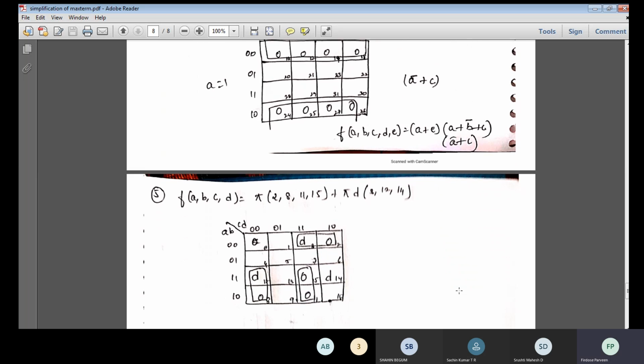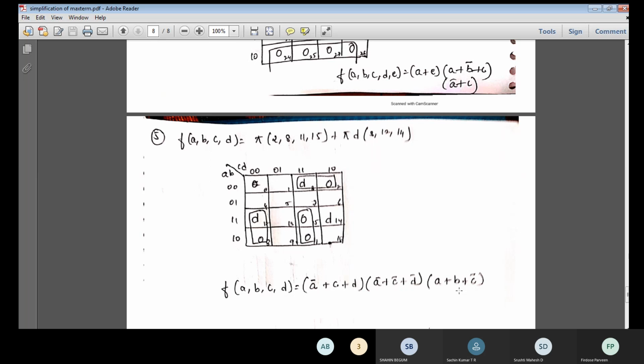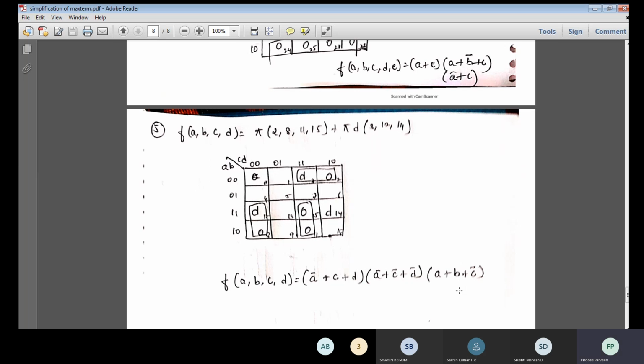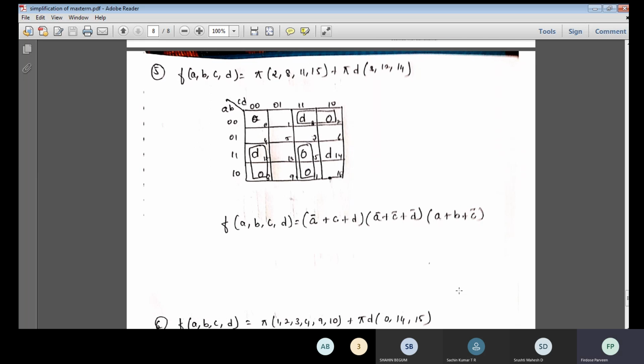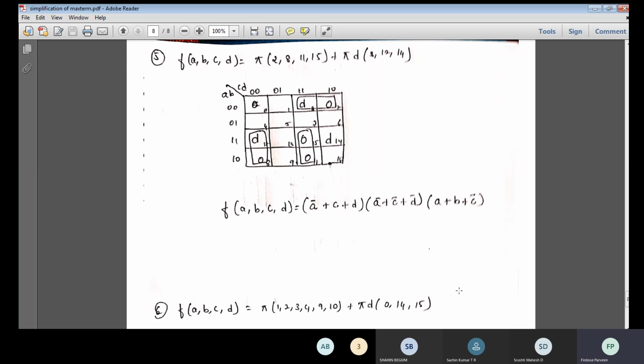It is 5 variable K-map. Next, f of a, b, c, d is equal to pi 2, 8, 11, 15 plus pi, don't care terms, 3, 12, 14. Okay, so 3, 12, 14. So I'll be placing 0 in cell number 2, 8, 11, 15 and I'll be placing D in cell number 3, 12 and 14. So after placing, I will look for grouping.